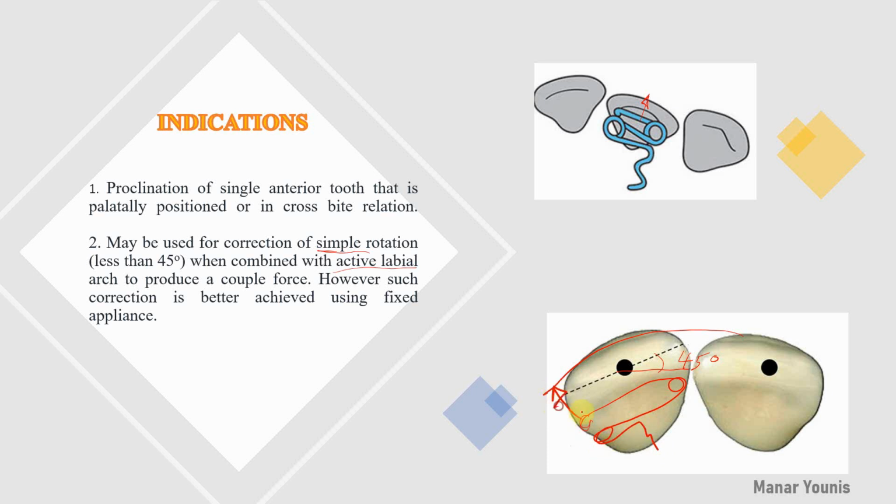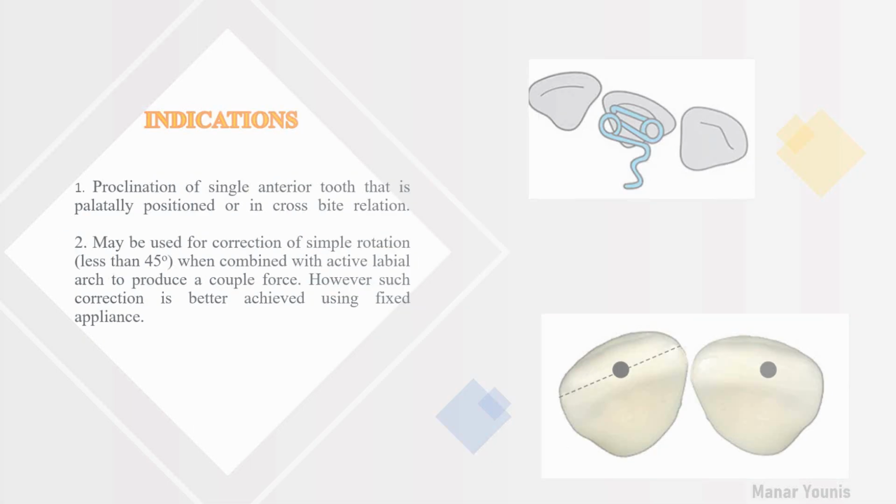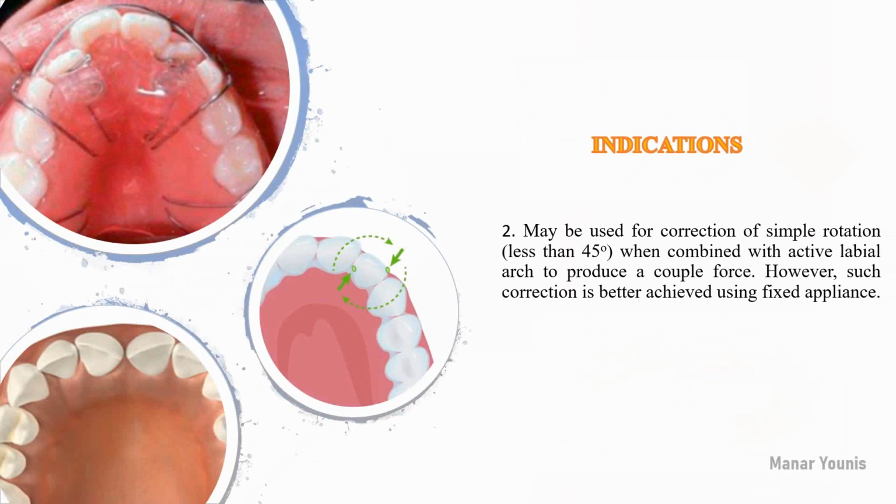So there will be a labially directed force from the Z-spring and a palatally directed force from the labial arch. These two forces are equal in magnitude, opposite in direction, and separated by a distance. This is called the couple force, used for correction of rotations. However, correction of rotation is better achieved using fixed appliances rather than removable ones, since they provide better control of the desired tooth movement. So we're still discussing the correction of rotation.